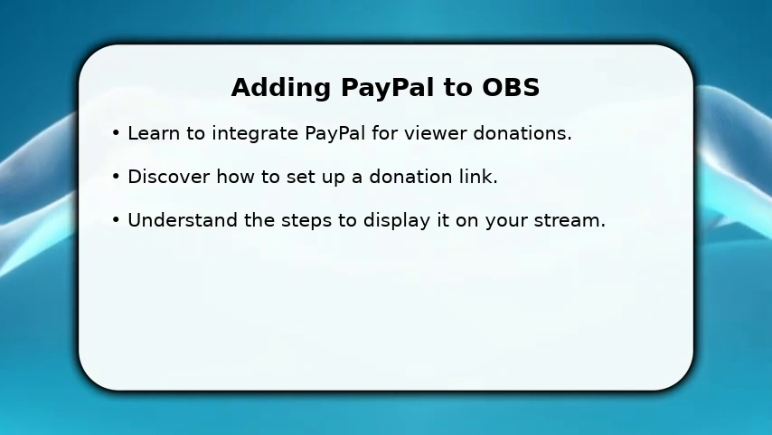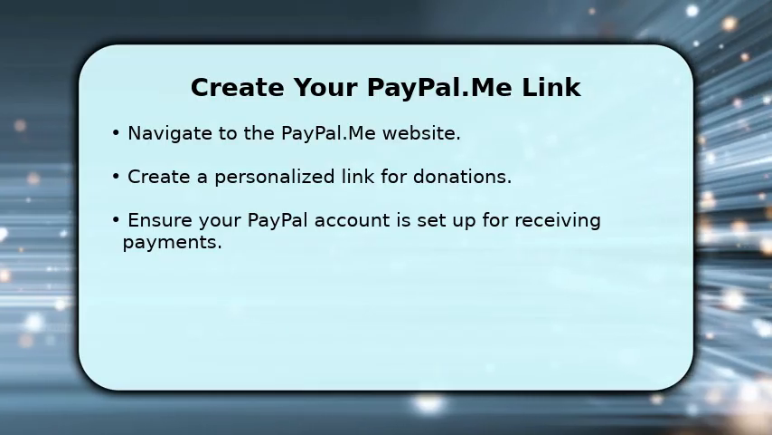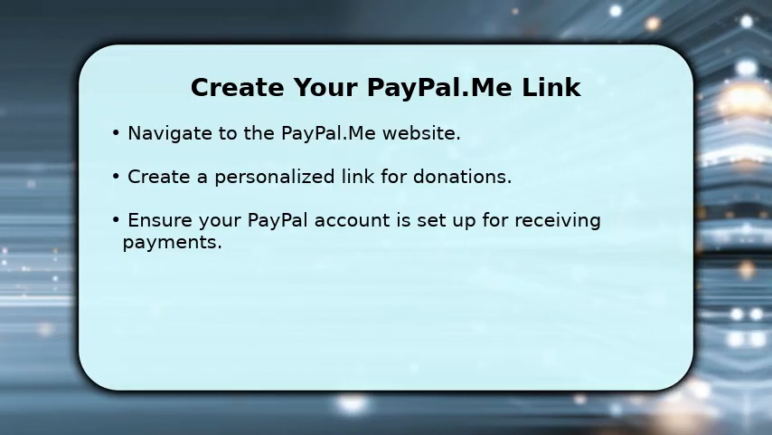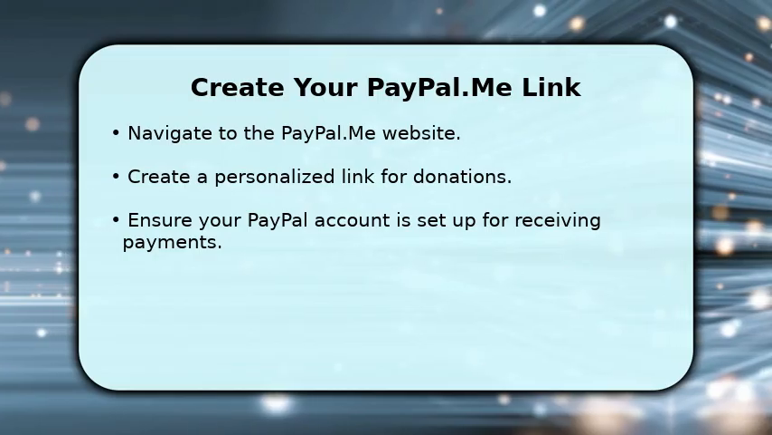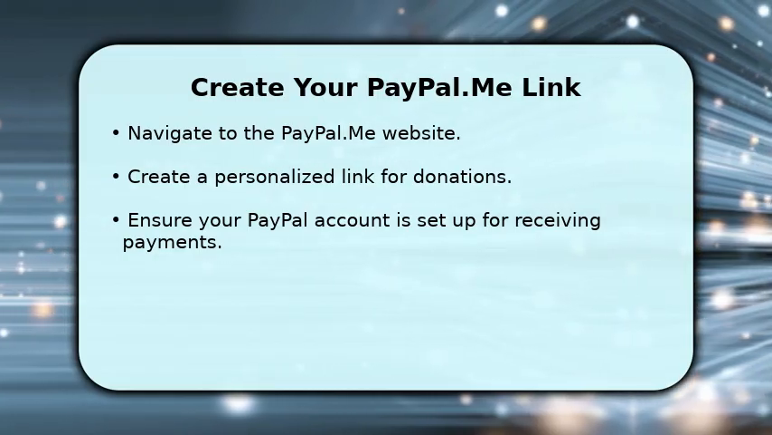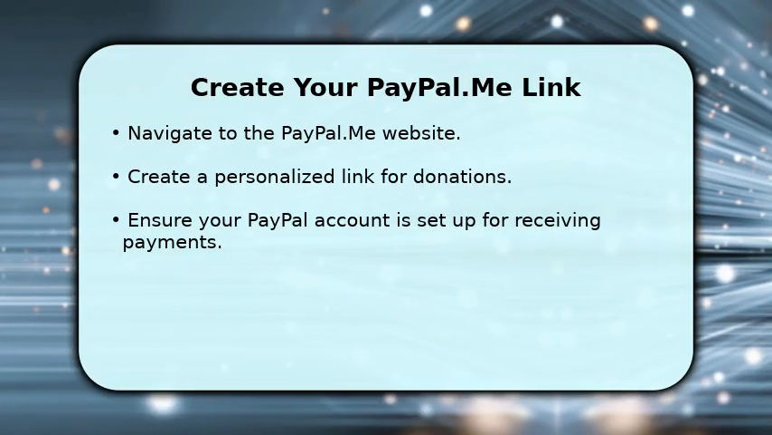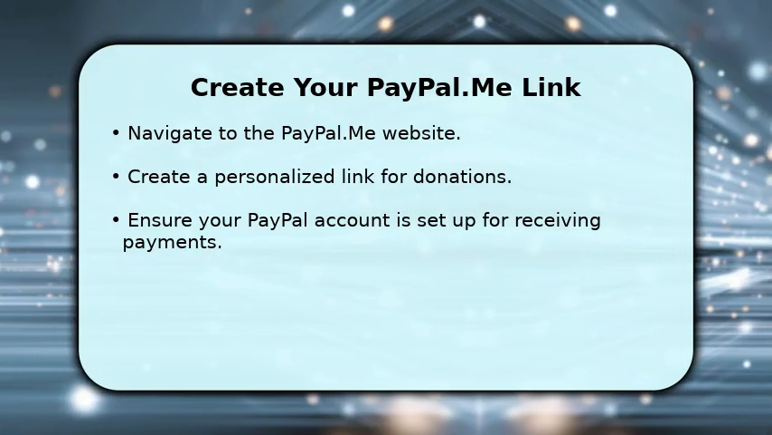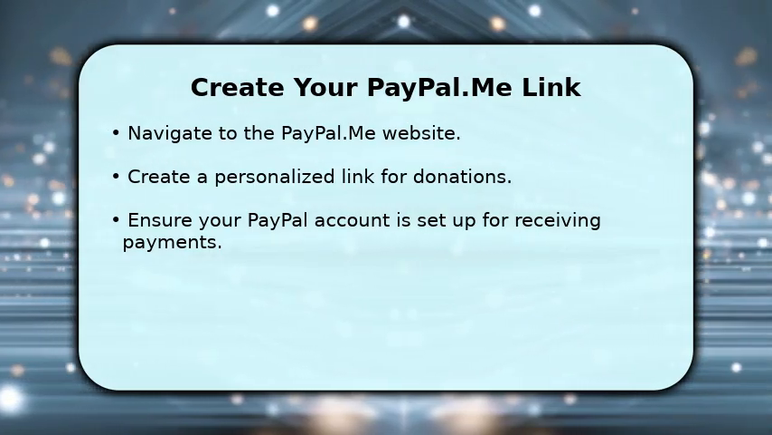Let's get started with the first crucial step. First, you'll need to create your personalized PayPal.me link. This is the simplest and most direct way for people to send you money. Head over to the PayPal.me website and follow the prompts to set up your unique URL. Choose a name that's easy for your viewers to remember and type. Once created, this link will be your primary tool for receiving donations, so make sure it's accurate and ready to go. It only takes a couple of minutes.